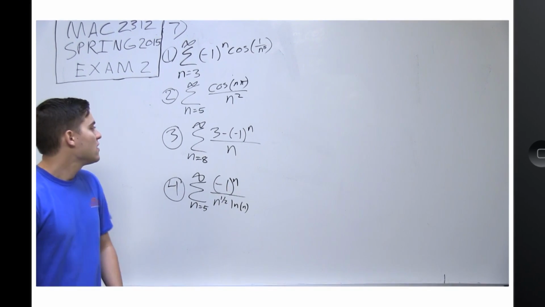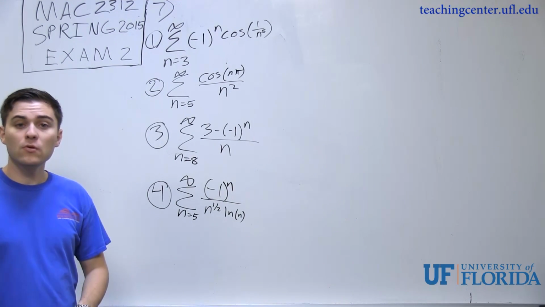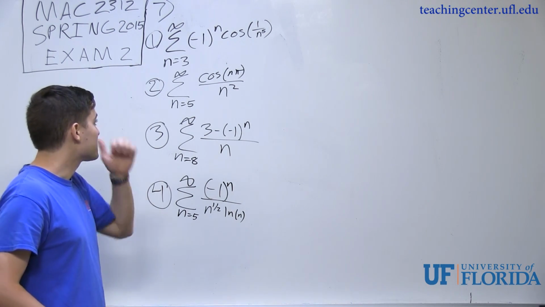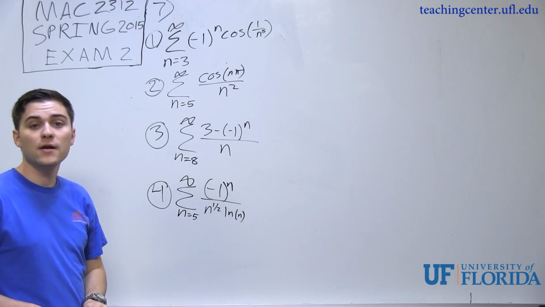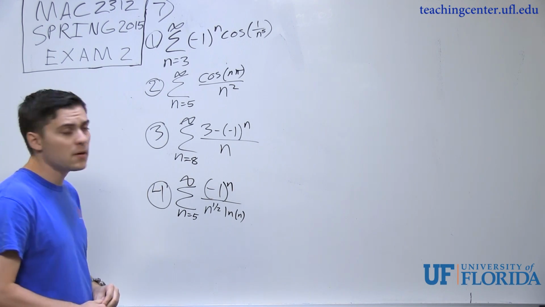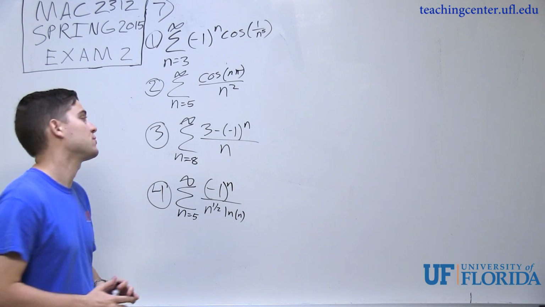Problem number 7 says, I want to prove which of these series converges absolutely, conditionally, or just diverges. So looking at number 1 in this case, I have negative 1 to the n cosine 1 over n to the 5. So what I'm going to do in this case is apply the alternating series test and see if I can figure out if it converges or not.